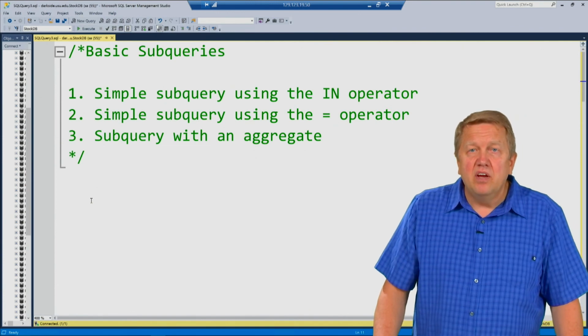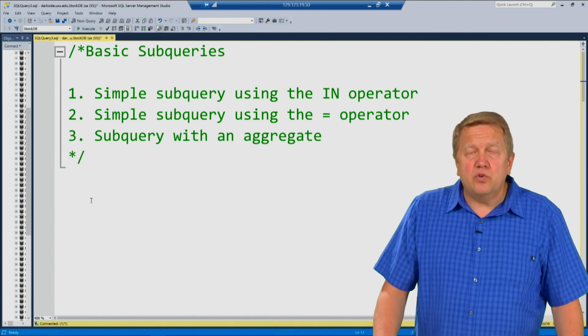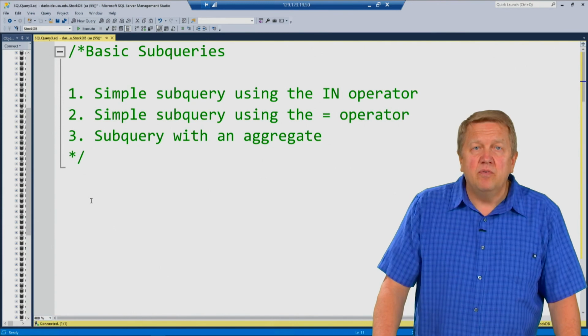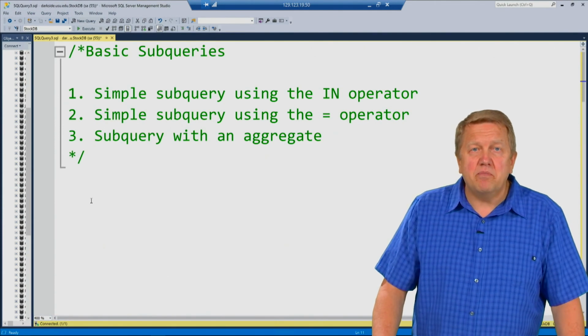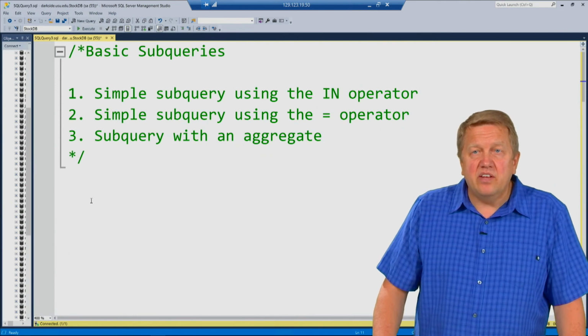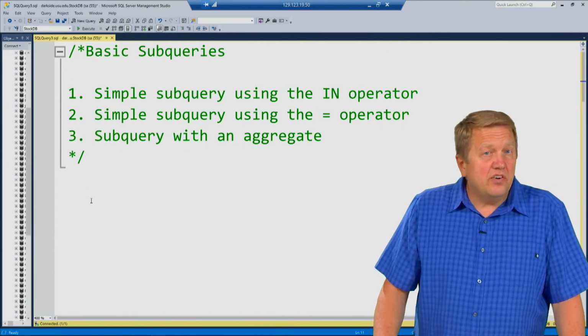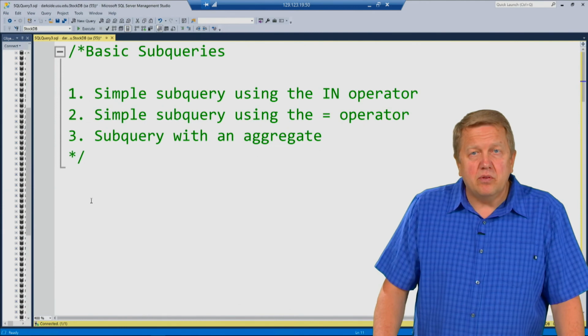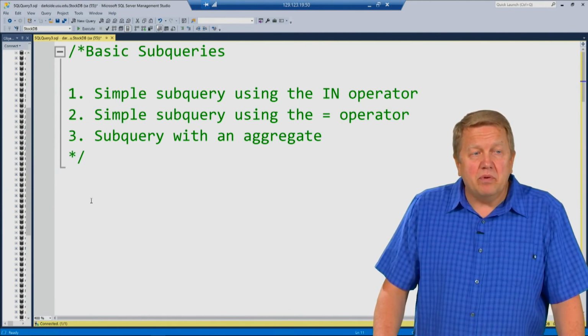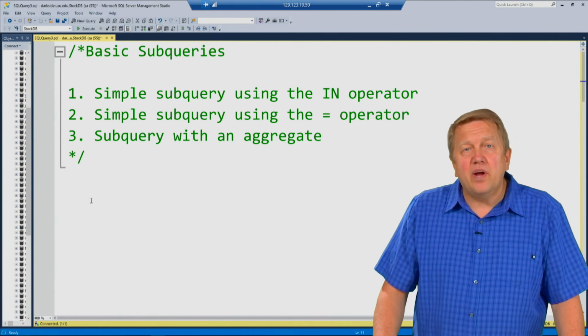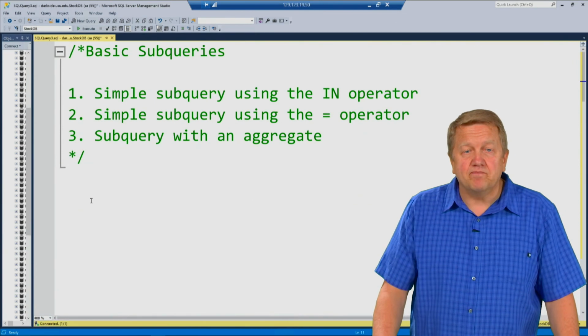in SQL. So the first subquery I'm going to do is using the in operator. And the second one will be using the equals, and I'll try to describe the difference between the in and the equals. Then the third subquery, probably the more complex of the three, uses an aggregate. And it will be a question where you have to use a subquery.